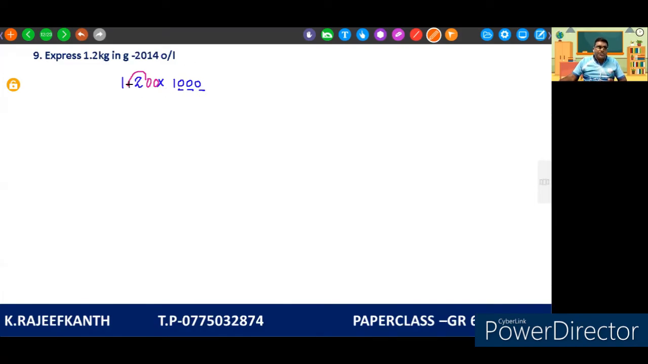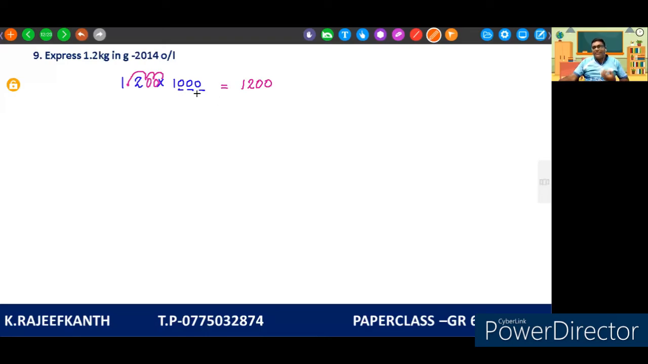When multiplying by 1000, we have to move this decimal point by 3 digits. I already moved by 1 digit. Again I move by 1 digit, and again by 1 digit. Now the point is here. Then 1200 is the answer.